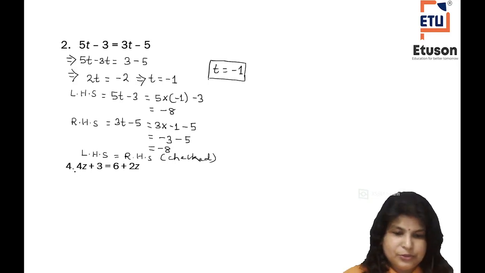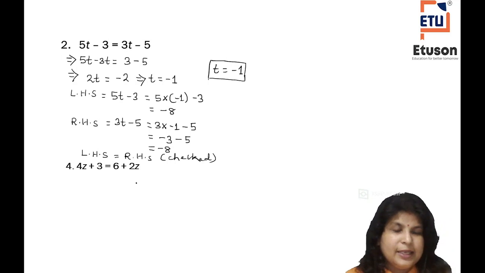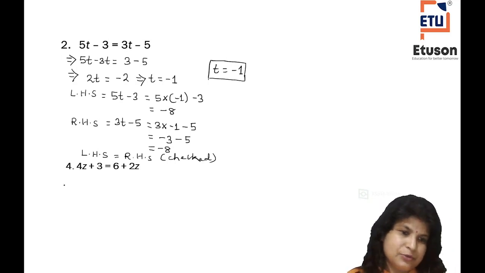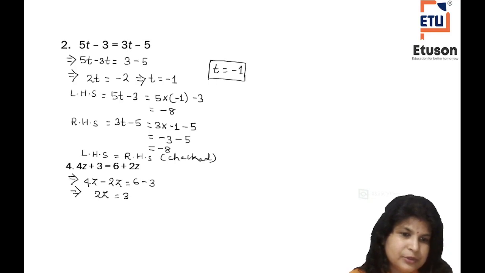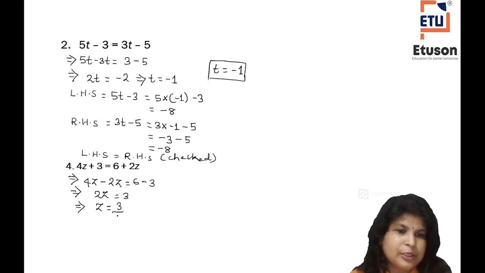So now let us do the next problem, that is 4z plus 3 is equal to 6 plus 2z. Similar to the previous problem, we are taking all the variables to one side and all the constants to the other side. So you have got 6 minus 3 now. It implies 2z is equal to 3. It implies what will be your z value? So z is equal to 3 by 2.